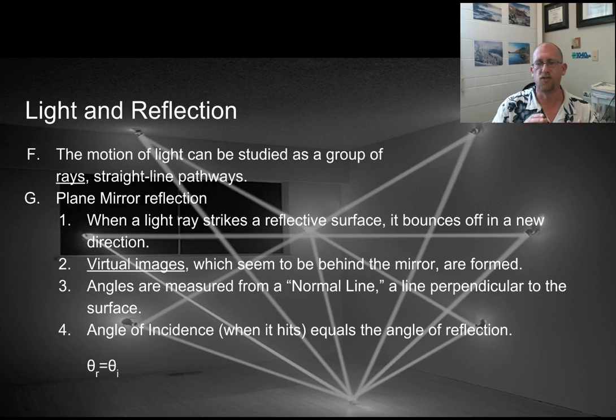And so when light strikes a reflective surface, it bounces off in a different direction. We call that reflection, and it will form a virtual image. The light hits the mirror, bounces off the mirror, and we, observing that, think we see the object behind the mirror. It looks like it's behind the mirror.